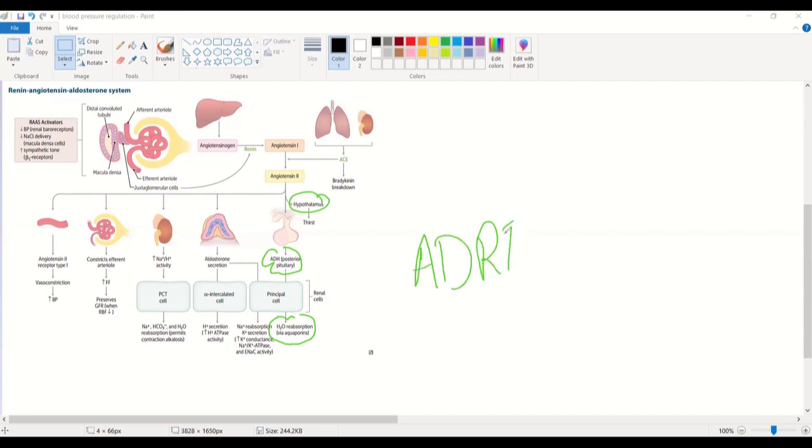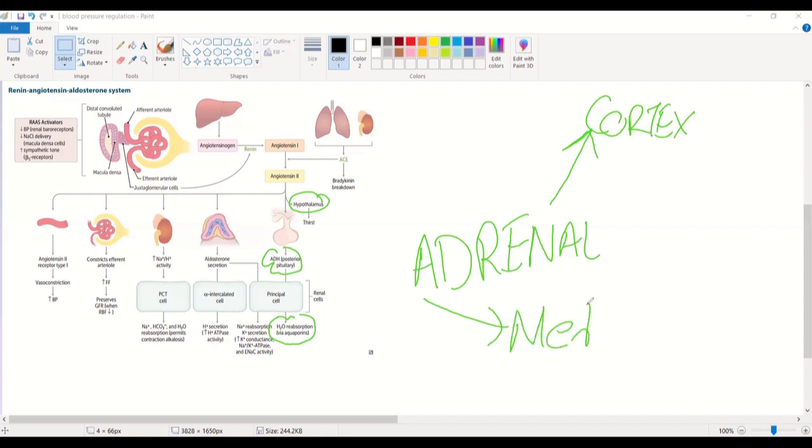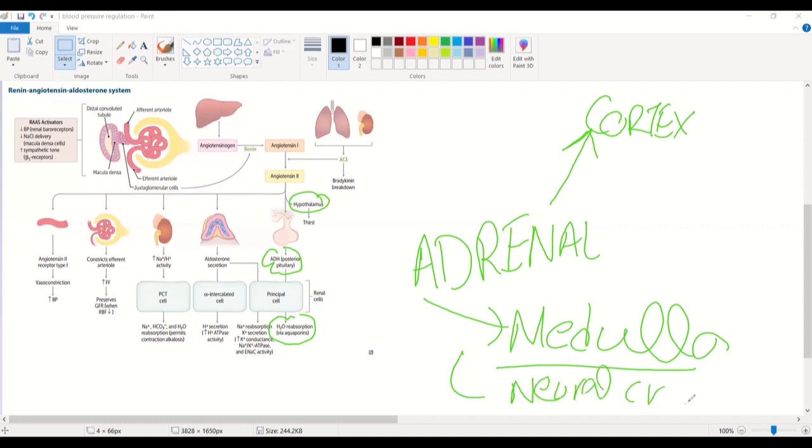So the adrenal gland has two portions: cortex and medulla. So the medulla is derived from which germ layer? Which cell? Neural crest. Right? Yes. And the cortex is derived from mesoderm.